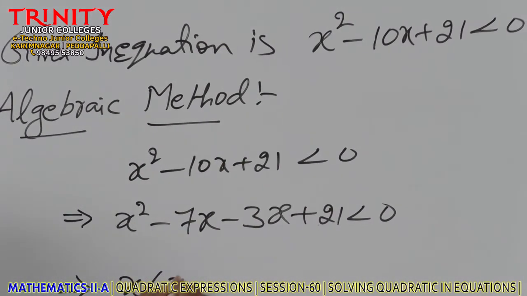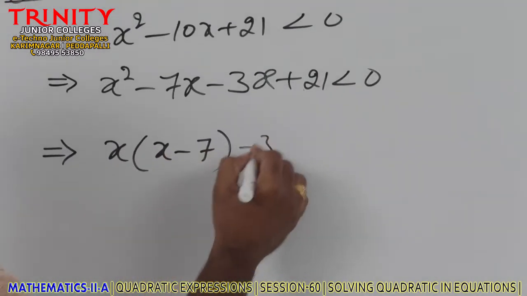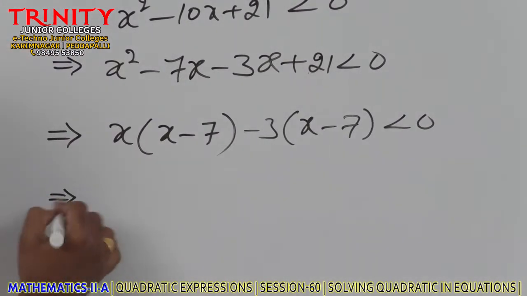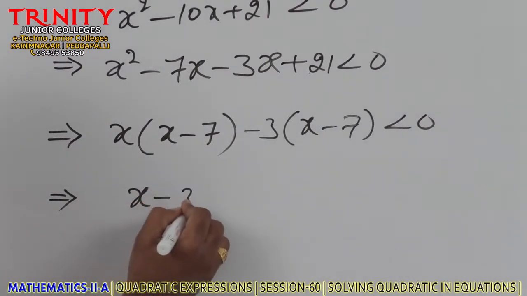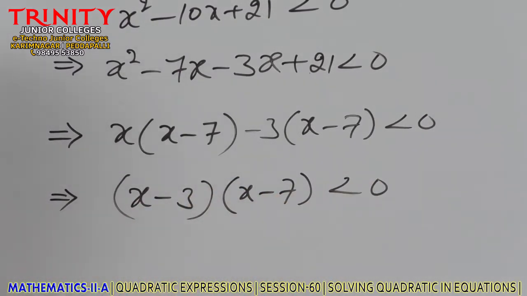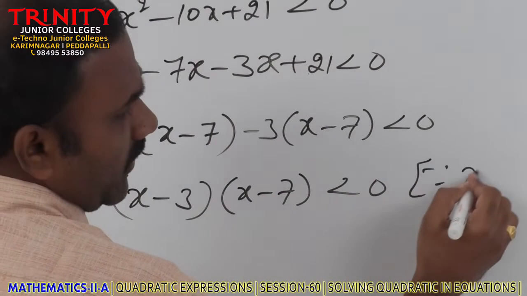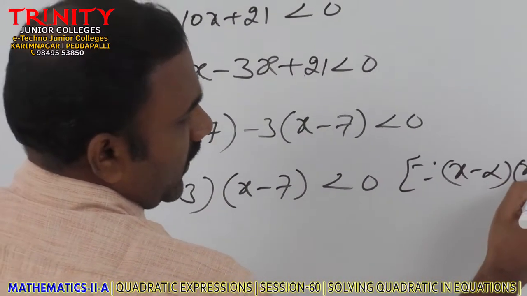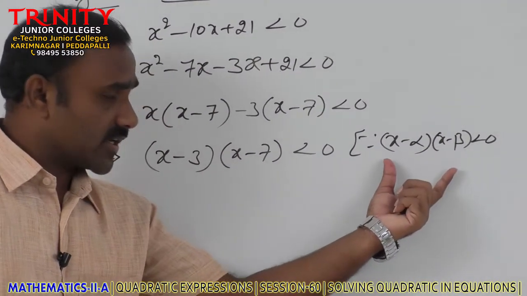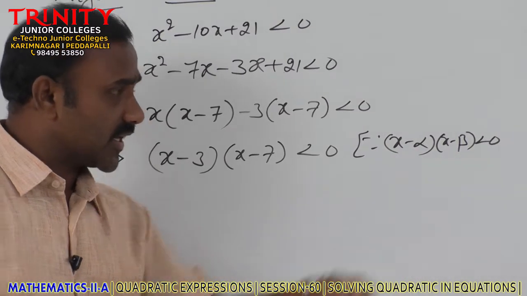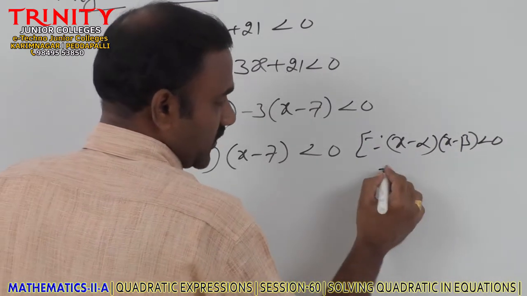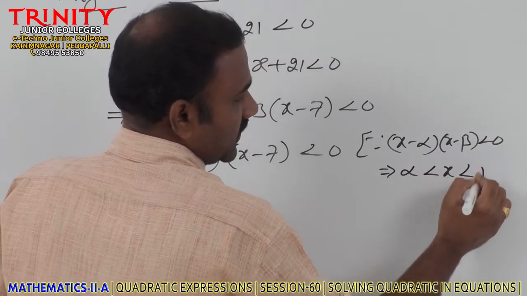Take x as common, x minus 7 minus 3 as common, x minus 7 is less than 0. Then x minus 3 into x minus 7 is less than 0. See, this is in which form? This is in the form of x minus alpha into x minus beta less than 0. Already we have discussed sign changes of the quadratic expression. When x minus alpha into x minus beta is less than 0, then x lies in between alpha comma beta, which is nothing but alpha is less than x less than beta.